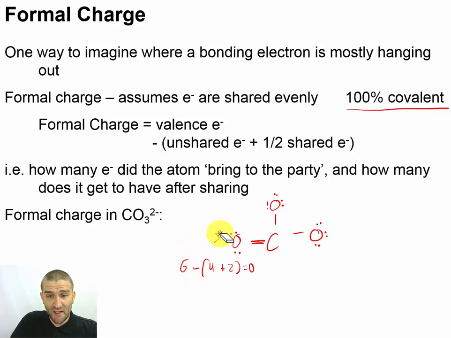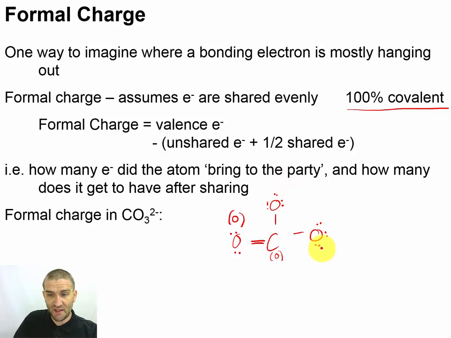I'm just going to go ahead and write it in like this. Oh, that looks like a 6. There we go, a 0. Now let's go ahead and do the same thing for our central carbon. For the central carbon, it brought 4 electrons. It's going to have access to all of its unshared electrons, which happens to be 0, and then half of its shared electrons, 1, 2, 3, 4, gives me a total of 4. 4 minus 4 equals 0. Once again, we have a formal charge of 0, which seems entirely uninteresting so far.